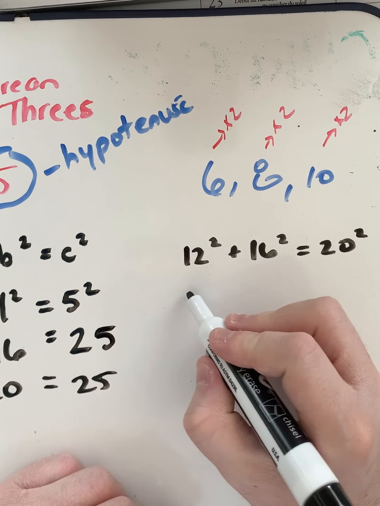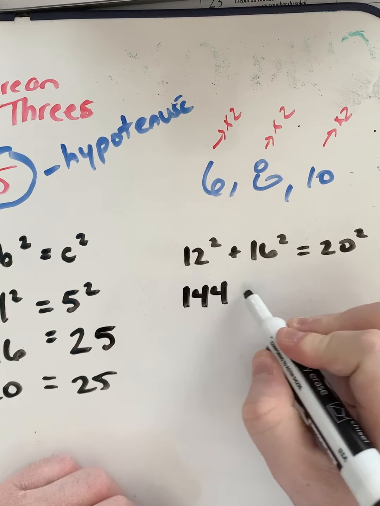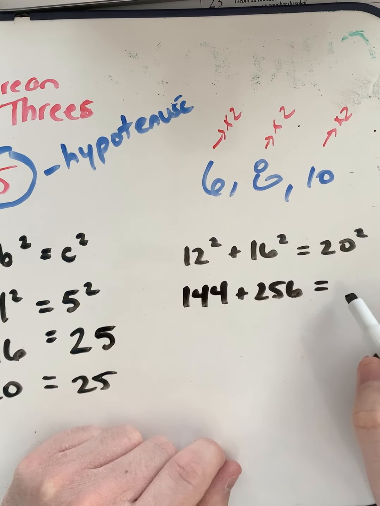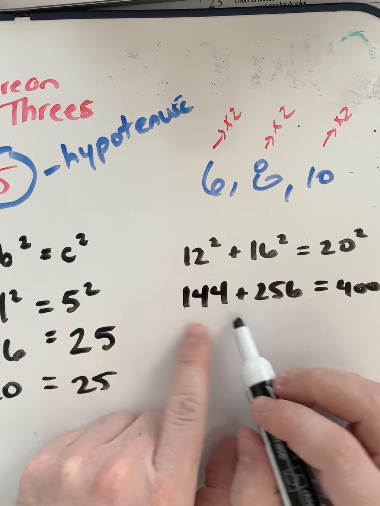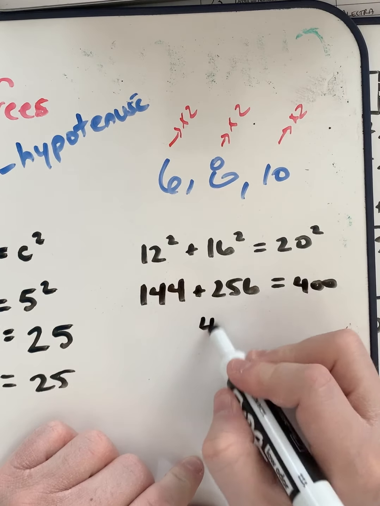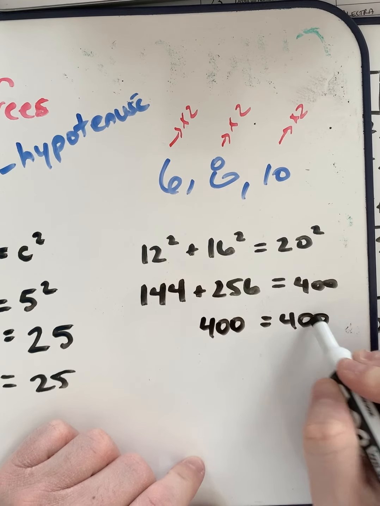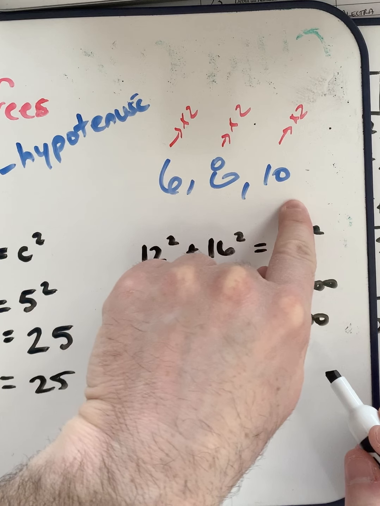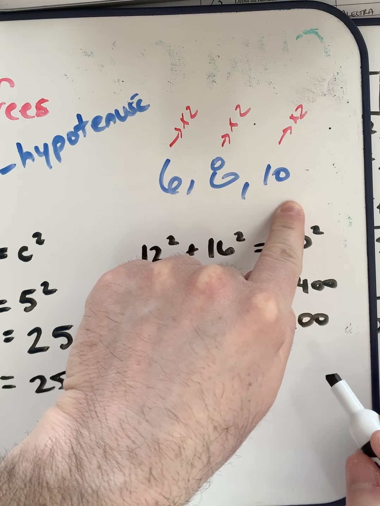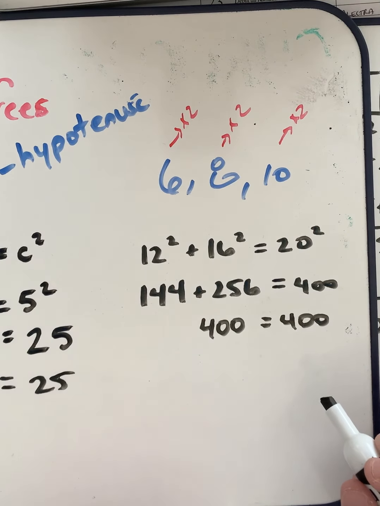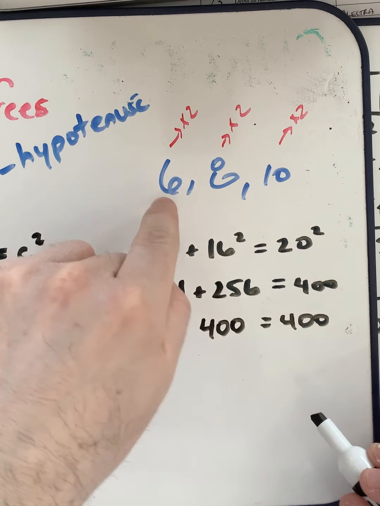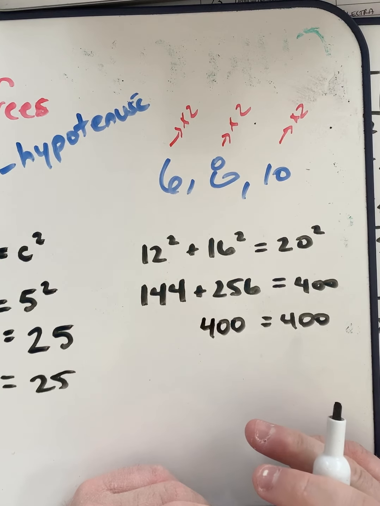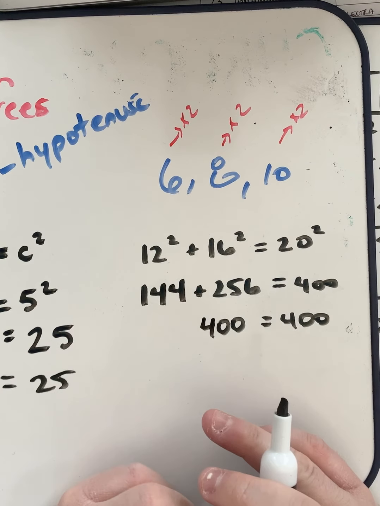And if I work that out, 12 squared is 144, 16 squared is 256, and 20 squared is 400. 144 and 256 is 400. So again, just by multiplying, once we find one Pythagorean 3, we can find others by just multiplying all three numbers by the same amount. Okay, so that's just an example of coming into what we're going to be talking about today.